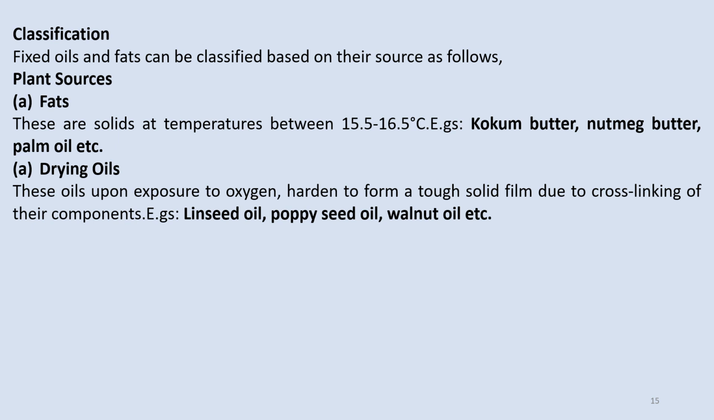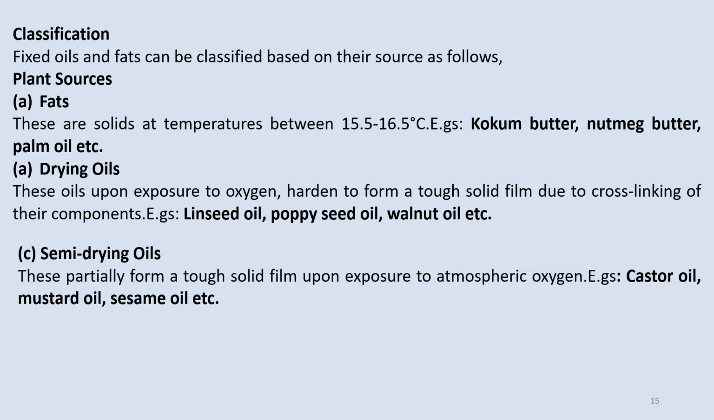Drying oils: upon exposure to oxygen, these oils harden to form a tough solid film due to cross-linking of their components. Examples are linseed oil, poppy seed oil, walnut oil. You can have these as examples of natural sources. Semi-drying oils partially form a tough solid film upon exposure to atmospheric oxygen. Examples are castor oil, mustard oil, sesame oil, etc.